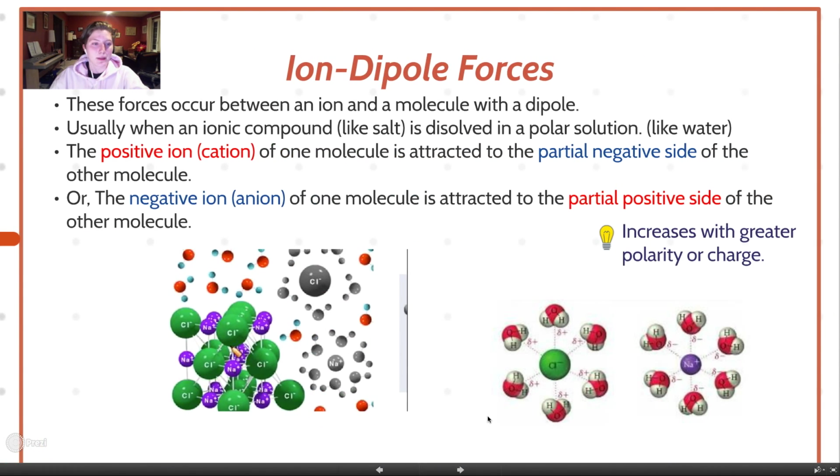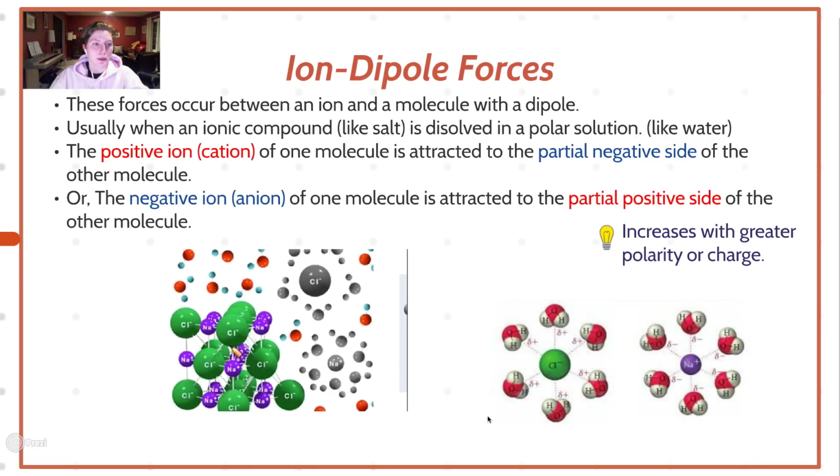Now we've got ion-dipole forces. This one's a little bit more complex, but it's very similar to dipole-dipole. This is when there's an ion and a molecule that has a dipole, so polar. Usually it's when there's an ionic compound, so salt in a polar solution, usually water, so it's salt water. The positive ion can be attracted to the partial negative, and the negative ion of one molecule is attracted to the positive of the other molecule.